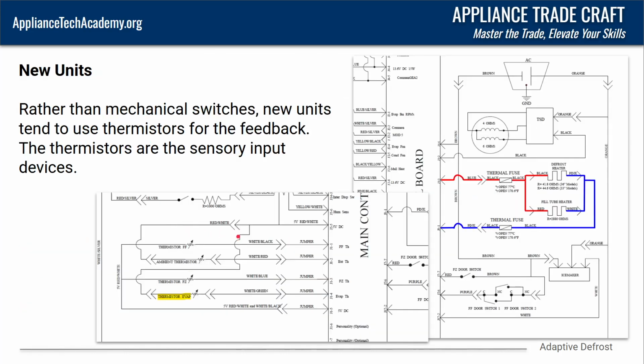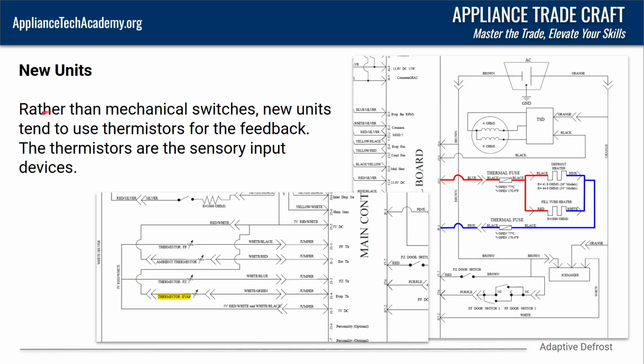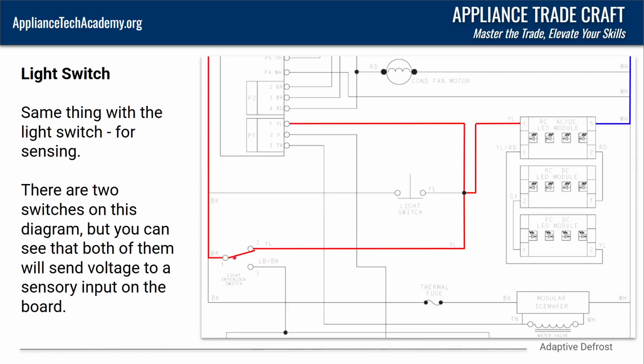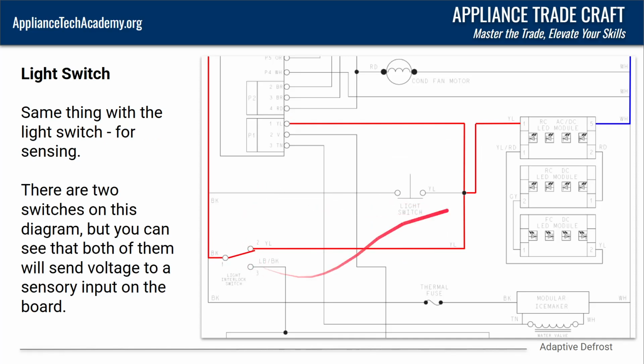Now, if we take a look at a brand new unit, and this is a newer GE diagram we've got here, rather than mechanical switches, kind of like this, letting the door board know things like that, you can kind of see in this diagram, line voltage comes over directly to the light module. On newer units, you're going to see more sensory inputs than you are mechanical action, kind of like this.